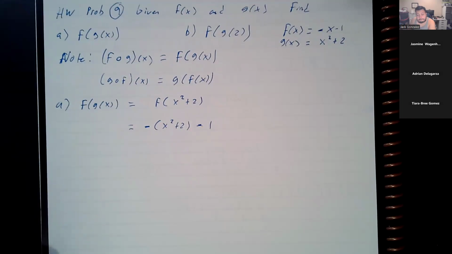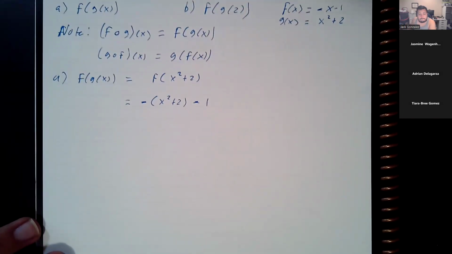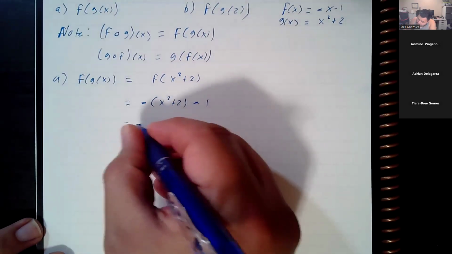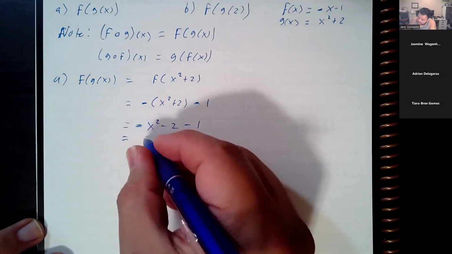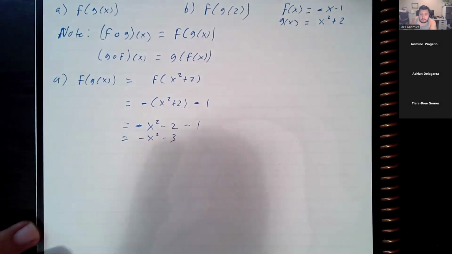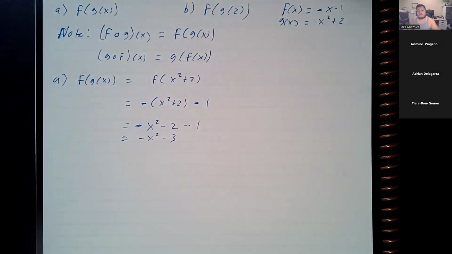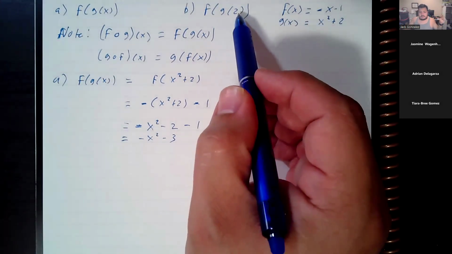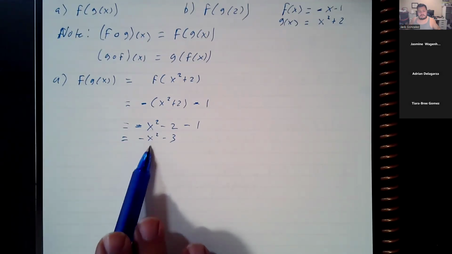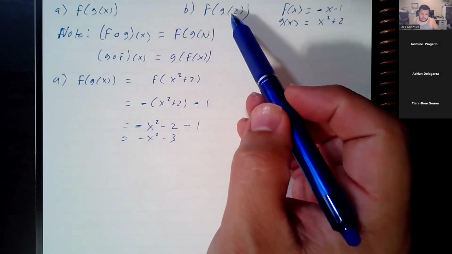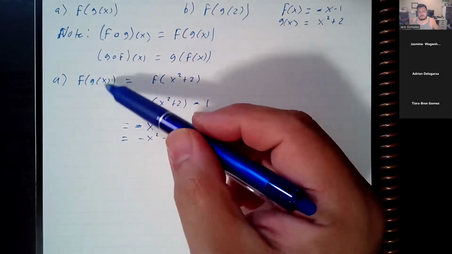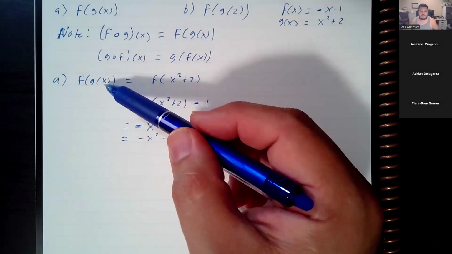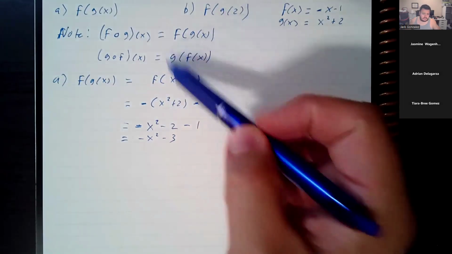Okay. So that becomes negative x squared minus 2 minus 1, which is that. Now, once you have the general function, you can plug in the 2 into this one, and it's the same as plugging it into the g first and then the f. So if you have the general one, then this is for any x. x can be anything as long as it's defined, so you could plug in the 2 here.